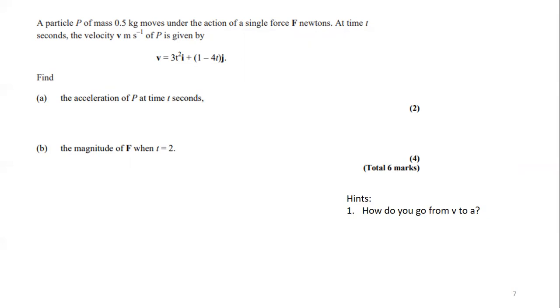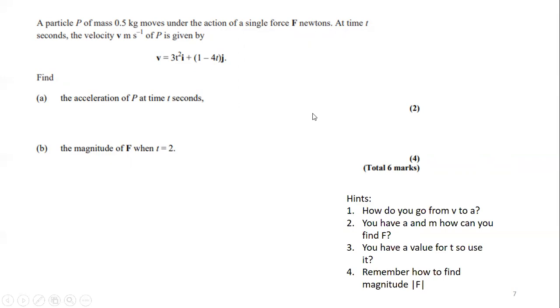Then in part B, it wants the magnitude of F when t is 2. Well, sub t is 2 into the acceleration to get the acceleration. Then you can use F equals ma. You've got m, you've got a, you can work out F, and then just do the magnitude. Done. Easy 6 marks, this one.